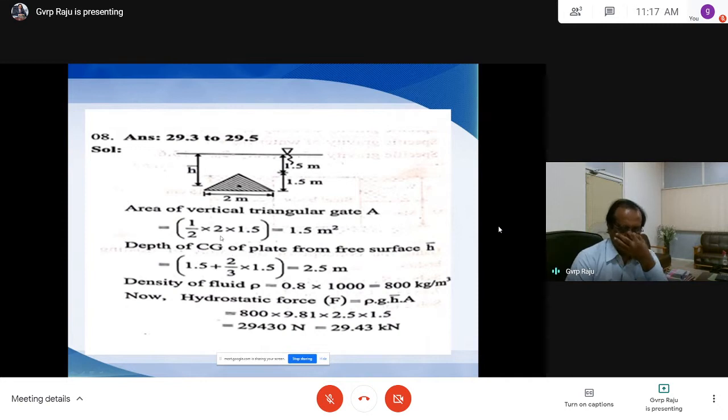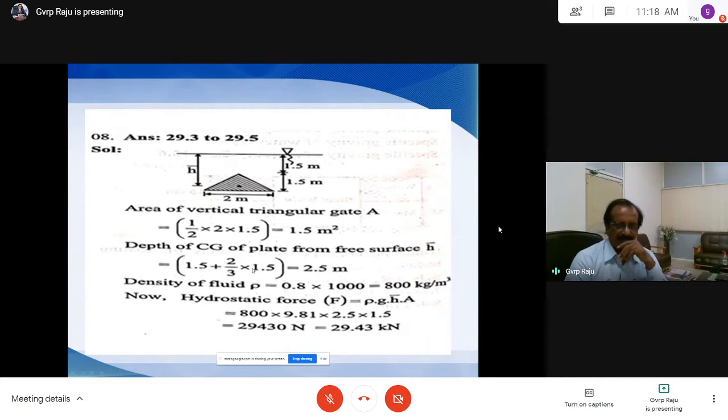So the depth of CG is equal to 1.5 plus 2 by 3 into 1.5. The depth of CG of the plane from the free surface is h bar. So this is 1.5 plus 2/3 of 1.5. Most of the students sometimes take 1 by 3. 1 by 3 h is from the bottom, from the top it is 2 by 3. That's why you need to know the center of gravity values appropriately for different surfaces. So 1.5 plus 2/3 of 1.5 is 2.5 meters.